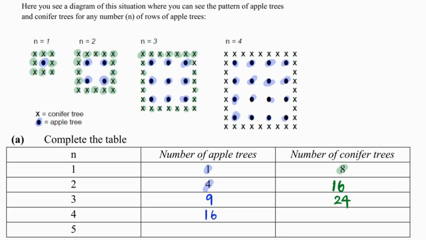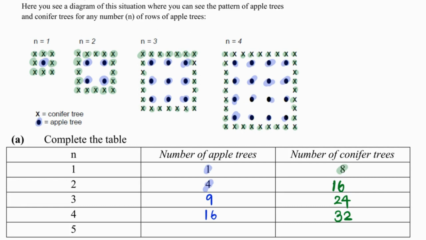And for my conifer trees, if I just count them out, 1, 2, 3, 4, 5, 6, 7, 8, 9, 10, up to 32. So the next question is for n equals 5, where the diagram is not given. What could be the number of apple trees? I hope you can see the pattern now.